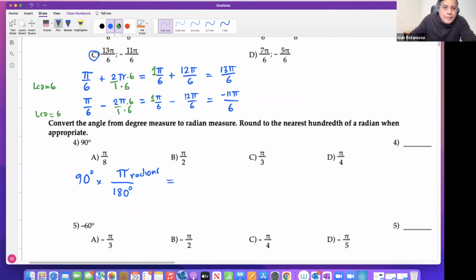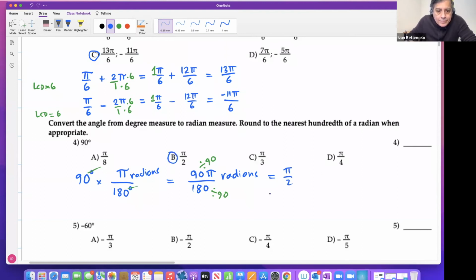What is this equal to? Notice the degrees cancel, and I end up with 90 pi over 180, in radians. Mathematicians have an agreement: when an angle is expressed in radians, you don't have to write the unit radians. You just drop it. This would be the answer, but let's simplify. I can divide this by 90 and this by 90, so I get pi over 2 radians. That's it.